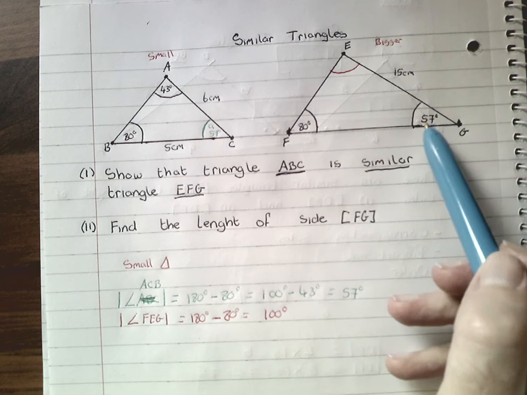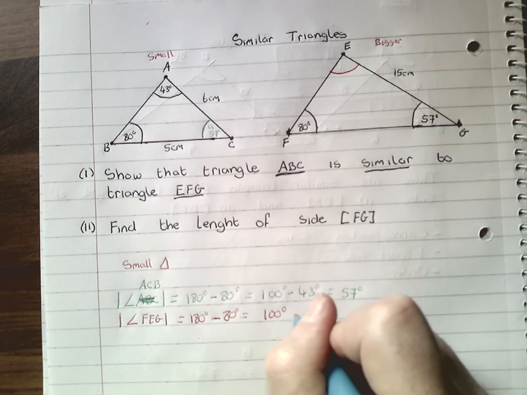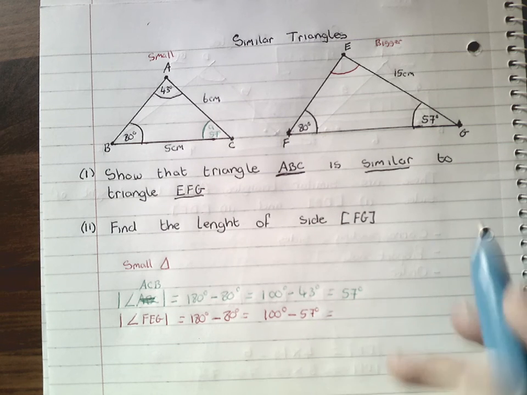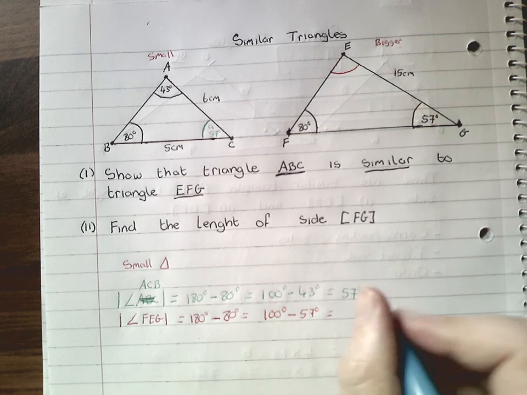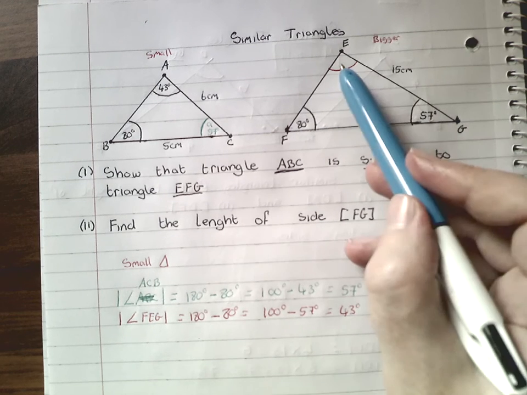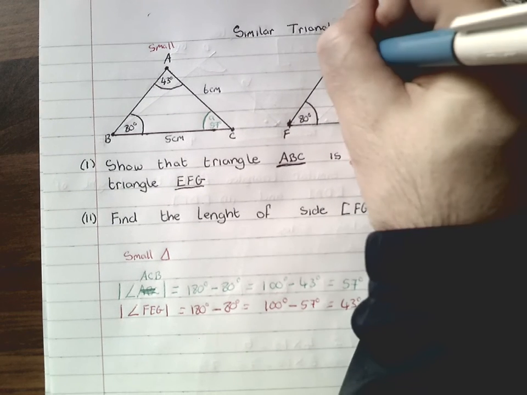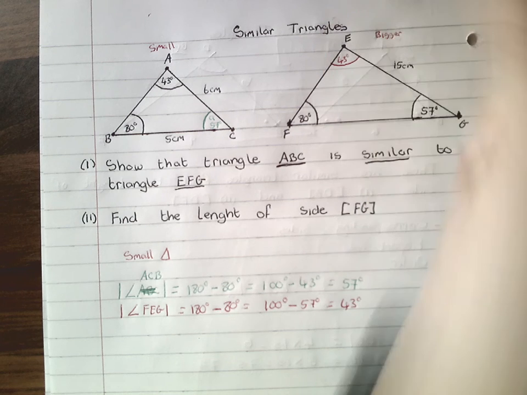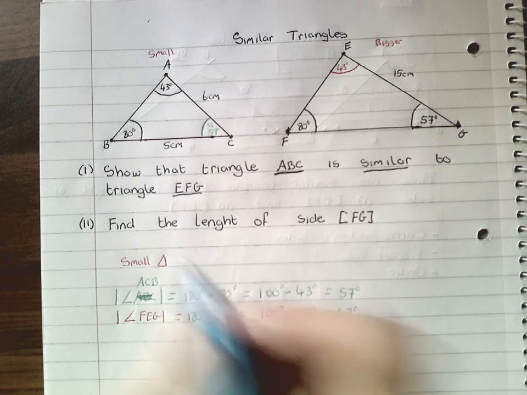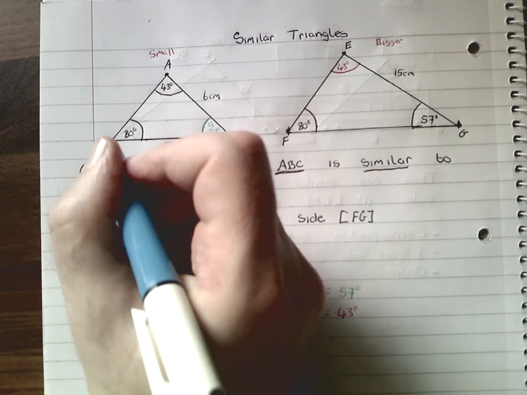And now we want to subtract this angle from what's remaining. So 100 minus 57, and that's going to be equal to 43. So we know now that this angle up here is 43 degrees, like so. So this really kind of answers the first part of the question.